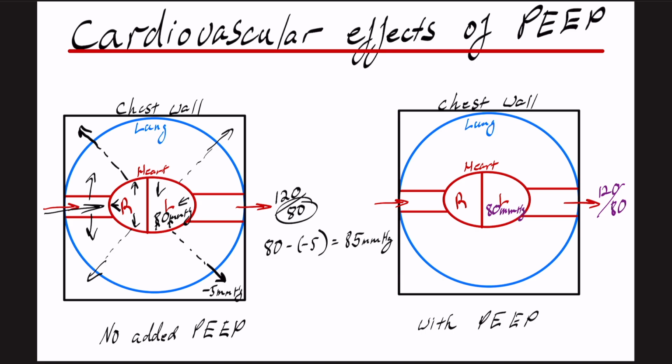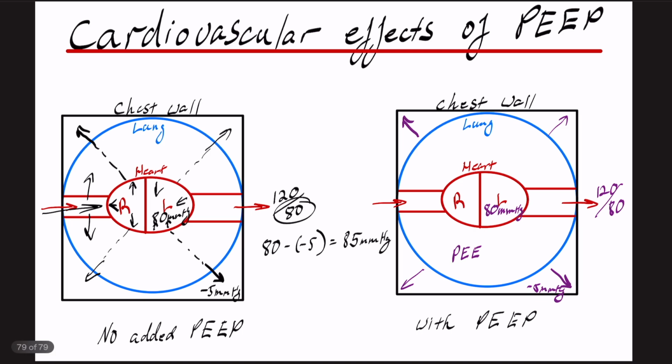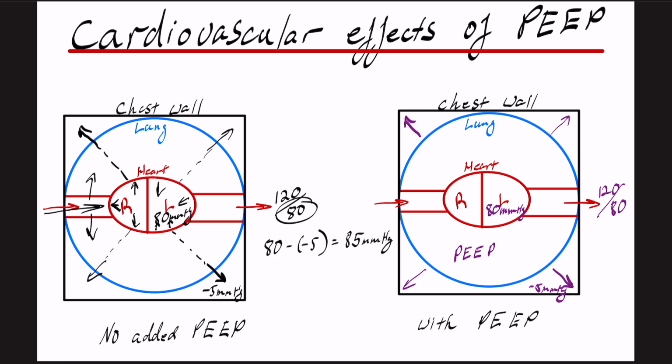Now, same thing, you have a blood pressure of 120 over 80. You have your negative 5 millimeters of mercury in the intrapleural space, and the left ventricle needs to overcome that 80 millimeters of mercury. But let's add in PEEP now of 10 millimeters of mercury. And remember, this is a hypothetical scenario where usually when you use PEEP, it's in centimeters of water, but I've just changed it to millimeters of mercury to make it easier to understand and fit with the maths.